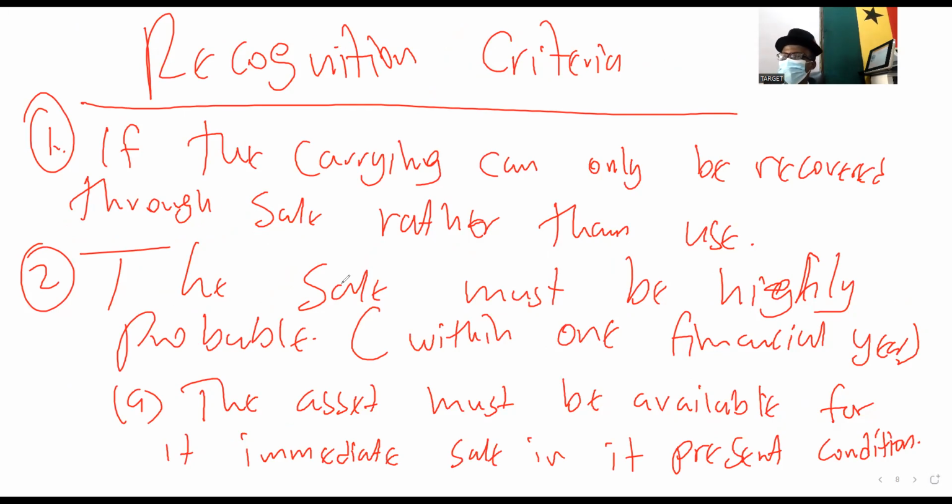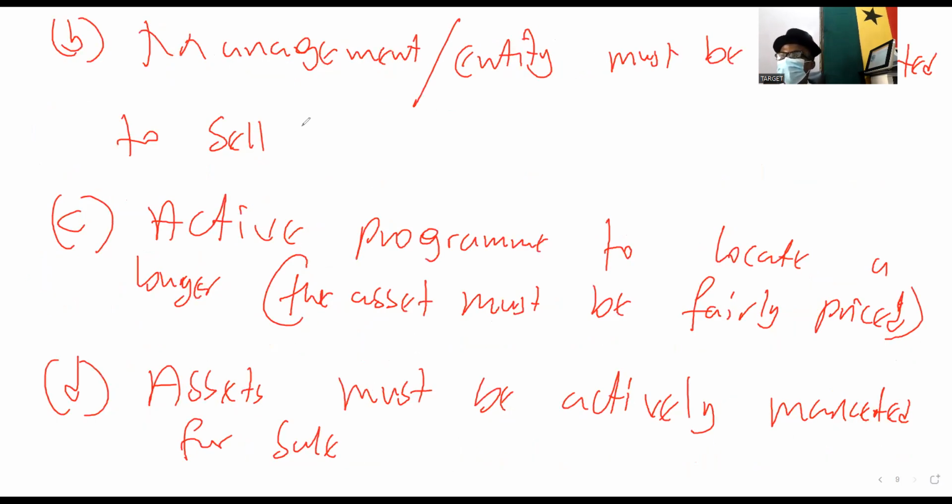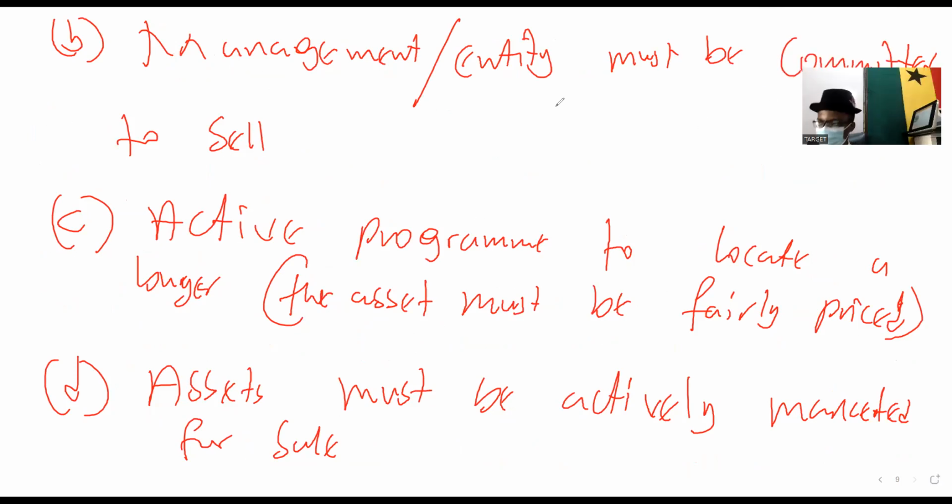Good. So there are exceptions. Sometimes you may do all this. The asset is available, you're not even using the asset, management have committed to sell, the asset has been fairly priced, the asset has been marketed, all the marketing groups have picked up the information, but yet still, you have not been able to dispose of the assets. Good. So we'll talk about that. So take notice of that.